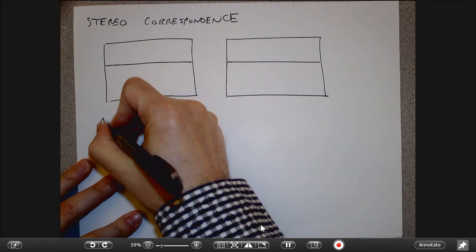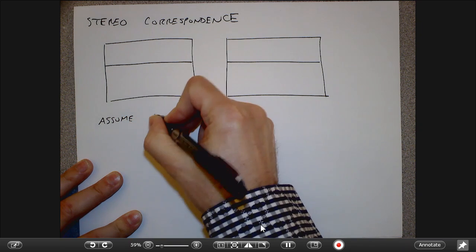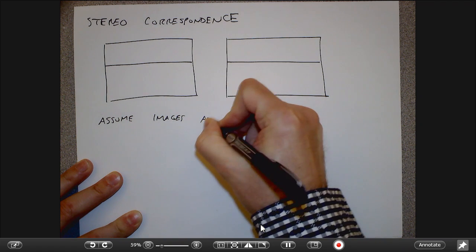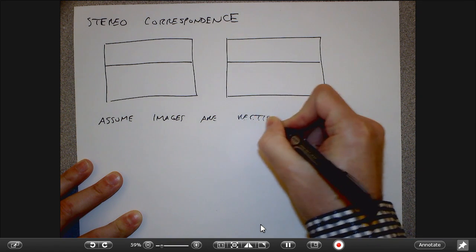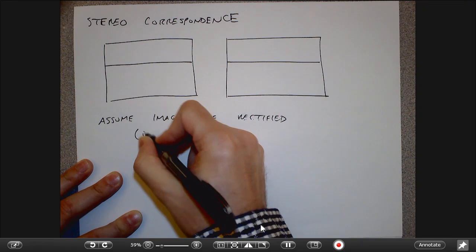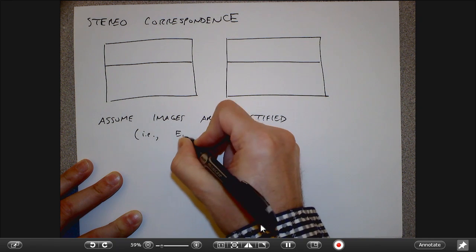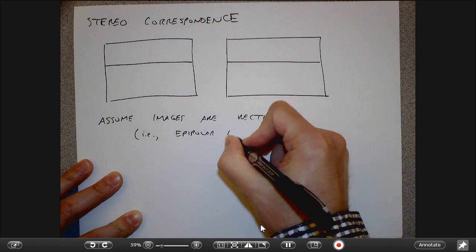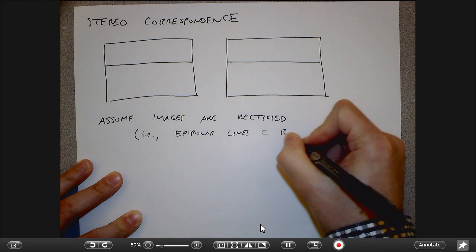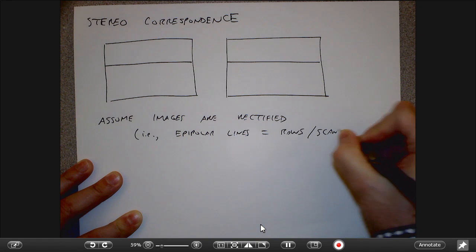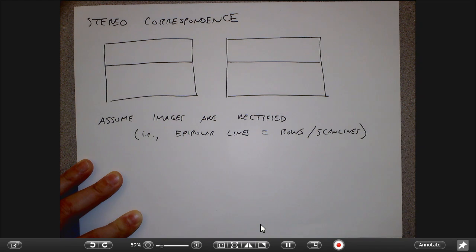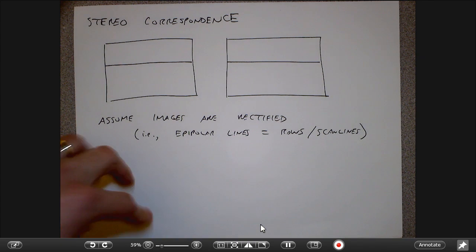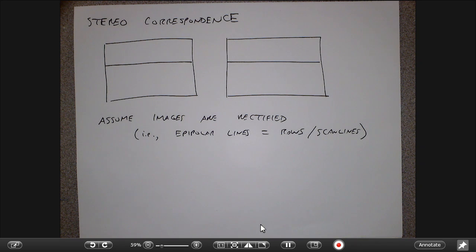So we're going to assume the images are rectified, and what that means is the epipolar lines are equal to the rows, or the scan lines, of the image. Then the problem becomes more like a set of one-dimensional problems. In practice, we still want to tie those one-dimensional problems carefully together to prevent the solutions at different lines from being totally independent.